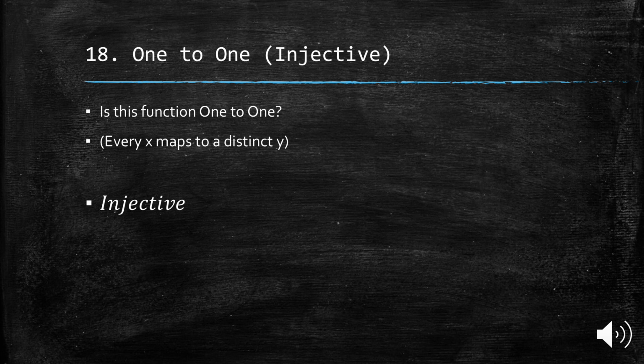Some new vocab for you here, possibly one-to-one or injective. Those are actually synonyms that you can swap those words out. Is this function one-to-one? Now, what one-to-one means is that every x maps to a distinct y.